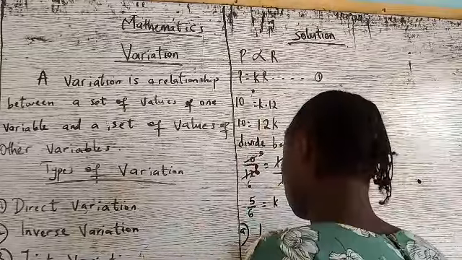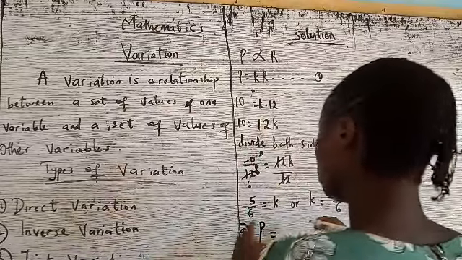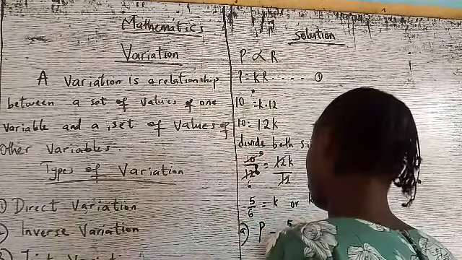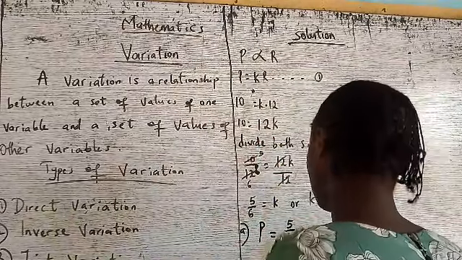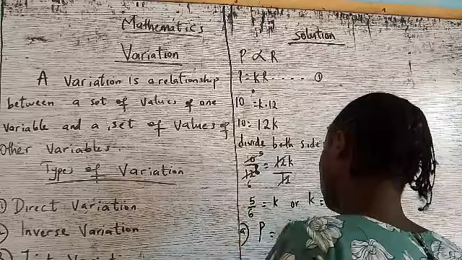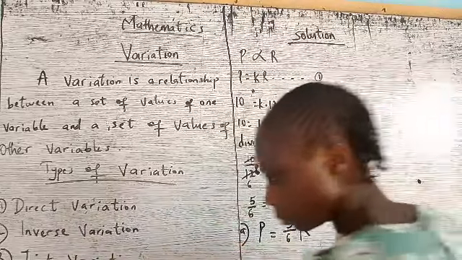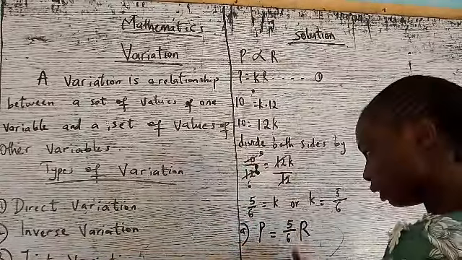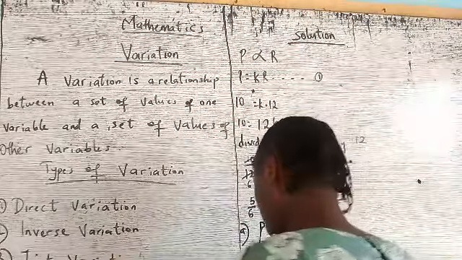Now for the first one, they said we should find the relationship between p and r. So back to the first equation. Now p equals, what is our constant? 5 over 6. Then my r still remains the same. That's the relationship between p and r. This is the relationship now. So move to the next one.